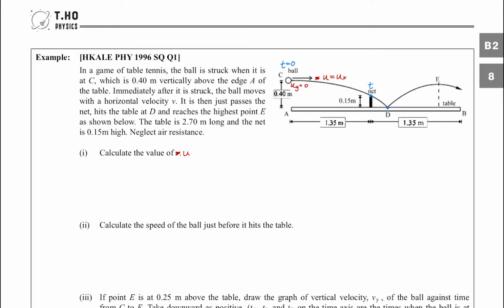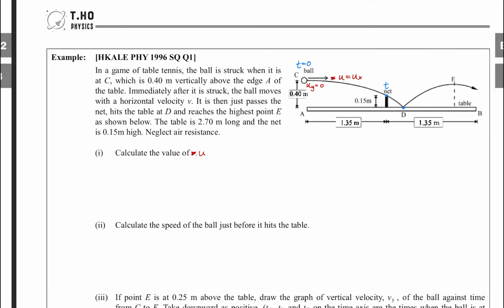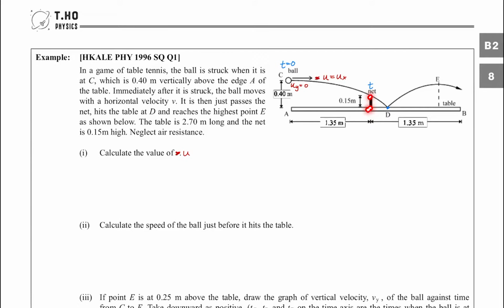Why do I choose this point when it goes over the net? Why don't I choose point D? It's because, as you can see, do we know the horizontal distance between A and D? It is not given. So with the lack of information, we cannot calculate. However, if I choose this point, I would know the horizontal distance from A to the net is 1.35 meter. It is given as x. So it is more convenient for us to do the calculation with a known Sx. So throughout the motion, Sy is equal to 0.4, Sx is equal to 1.35.